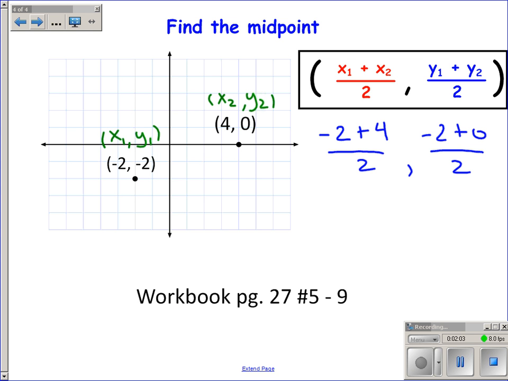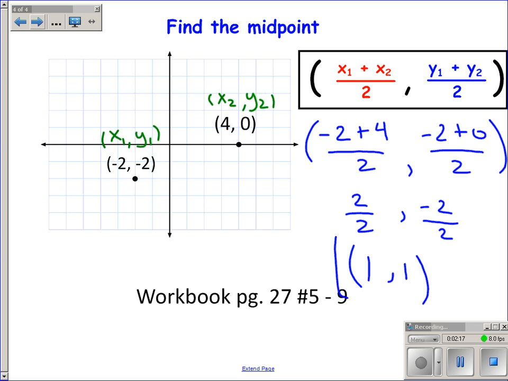Now, -2 plus 4 is 2 over 2, which is equal to 1. And -2 plus 0 is -2 over 2, and -2 divided by 2 is -1. So the midpoint, or the point right in the middle of these 2 points, is the point 1, -1.